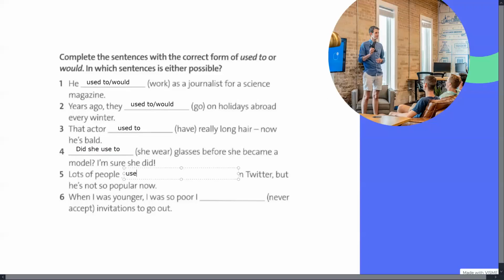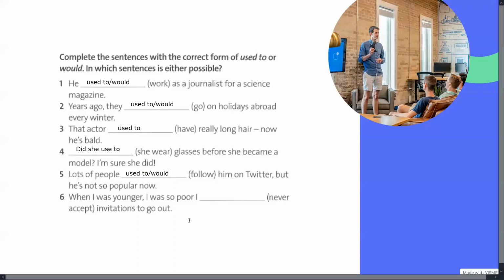Lots of people followed him on Twitter, but he's not so popular now. I would say both. Because, again, it doesn't say how long the action is, so it's not simple. It's not a question, negative, or a state verb, so both can go. Lots of people would follow him. Lots of people used to follow him. Both are fine.